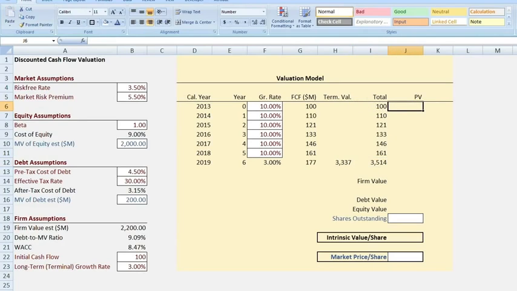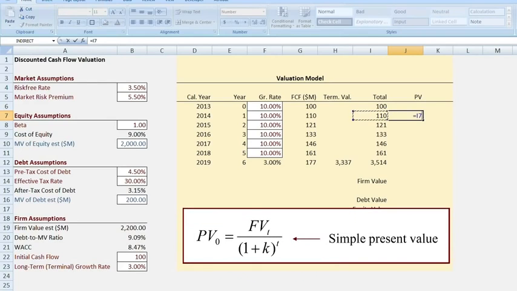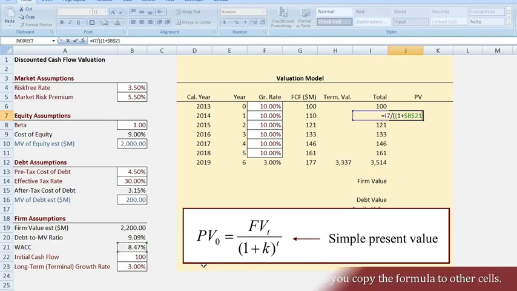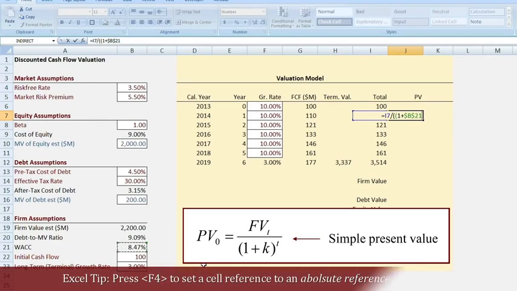The next step is to calculate the present value of each year's cash flow. So I'll take the cash flow divided by, and I'm going to open up 2 parentheses here. For the present value factor, I'll take 1 plus the cost of capital. So I'll reference cell B21, but since I'm going to copy and paste this value, I want to put an absolute reference on the weighted average cost of capital cell. So notice the dollar sign in front of the B and in front of the 21.